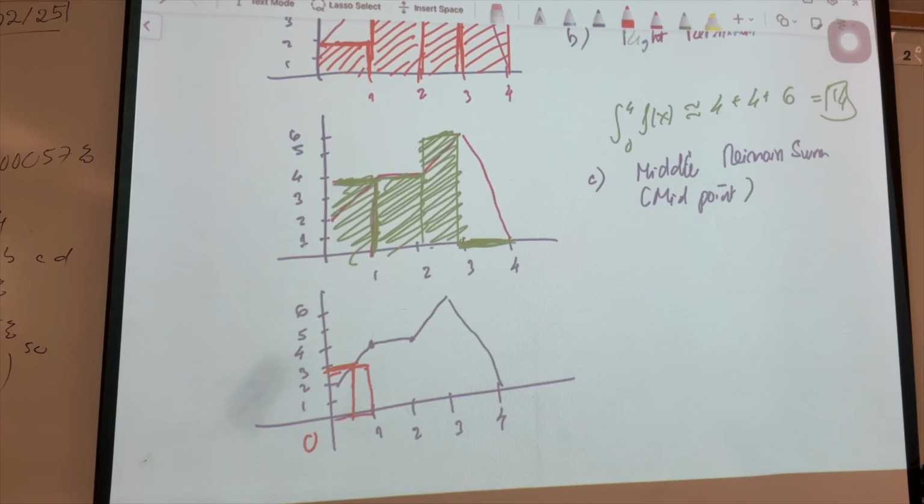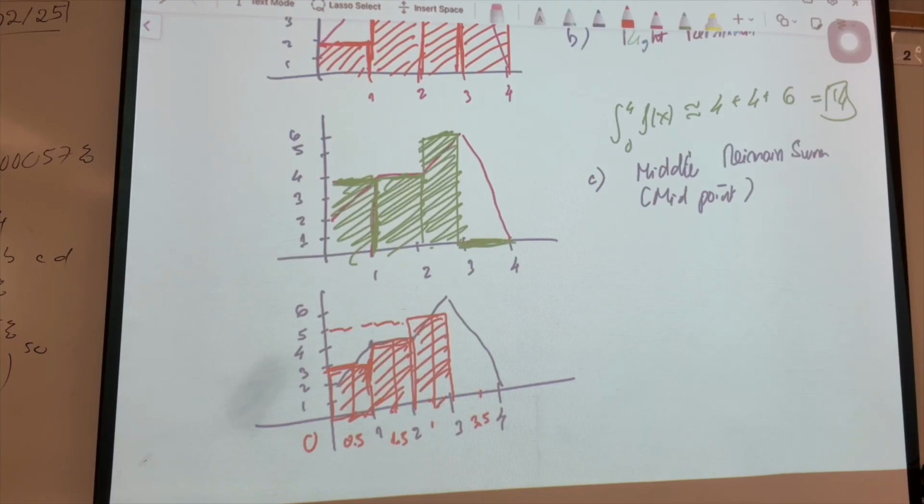Okay? And then same thing, I'm gonna start with the 1.5. I'm gonna keep going until I hit the function. I'll start drawing the rectangle right there. That's how you do midpoint. And then 2.5, right? I'm gonna go up and hit the function. I stop right there. I'm gonna draw a rectangle. And that is 5. And the last one, 3.5.